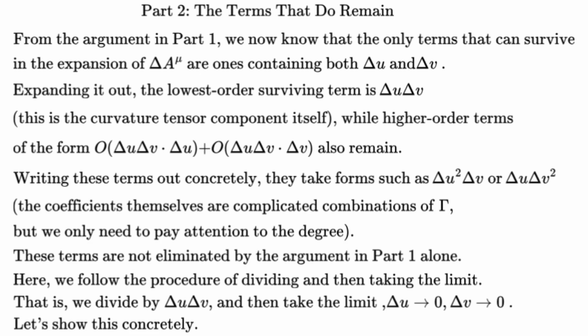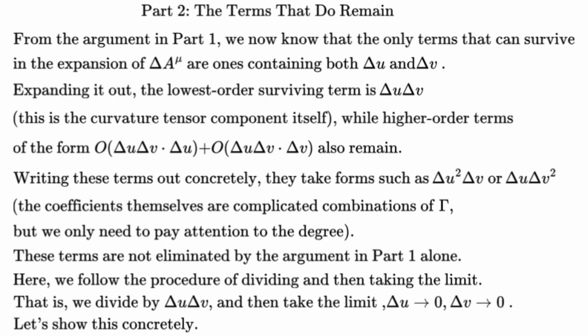Part 2: The terms that do remain. From the argument in Part 1, we now know that the only terms that can survive in the expansion of delta A mu are ones containing both delta U and delta V. Expanding it out, the lowest order surviving term is delta U delta V. This is the curvature tensor component itself, while higher order terms of the form O of delta U delta V times delta U plus O of delta U delta V times delta V also remain.